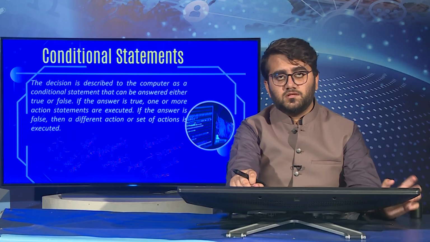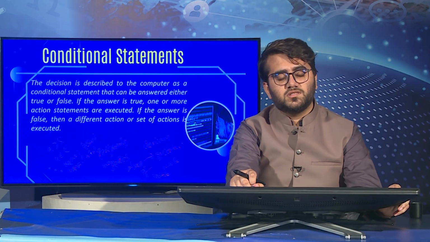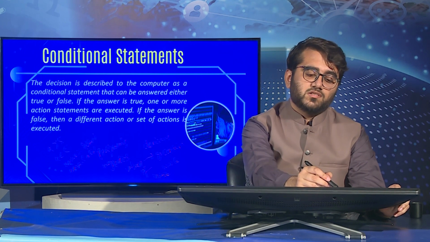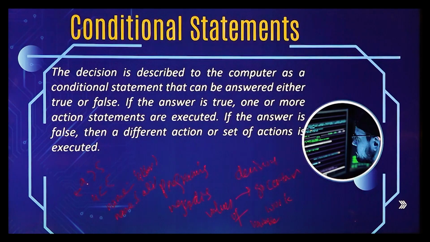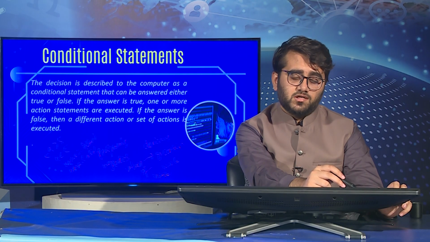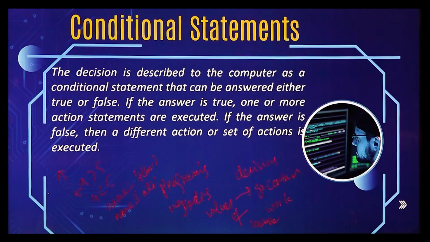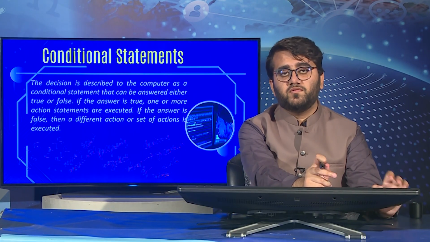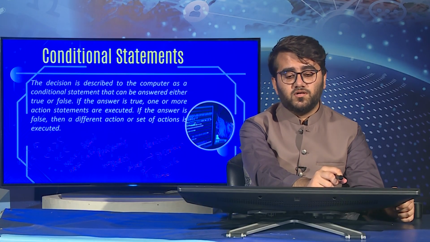So the decision, formally if we are to discuss it, then what does it say? It says that a decision is described to the computer as a conditional statement that can be answered either true or false. So if we just take the example which we have given before, if we are trying to check the value of A, whether it is greater than 5 or it is less than 5, then the answer can only be true or false. Either the value would be equal or greater than 5 or it would be less than 5. It can't be both at the same time. So we will get a true answer or a false answer.